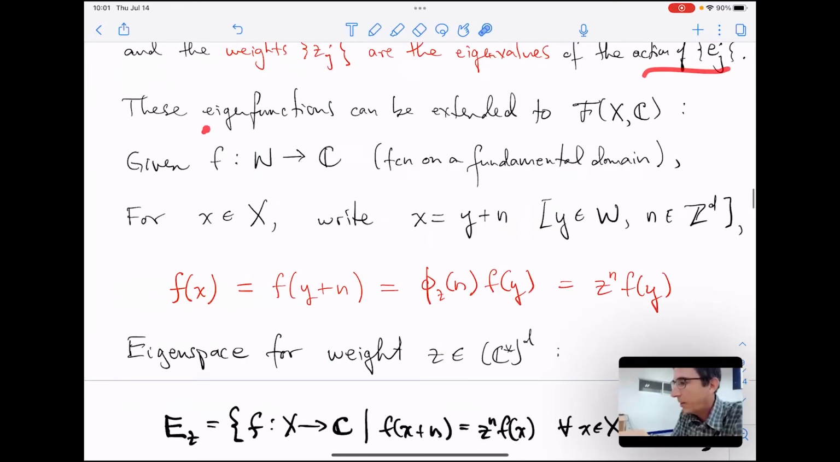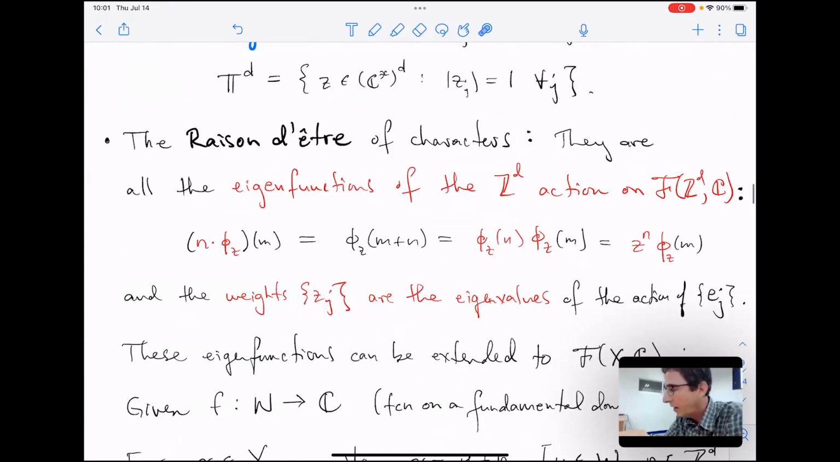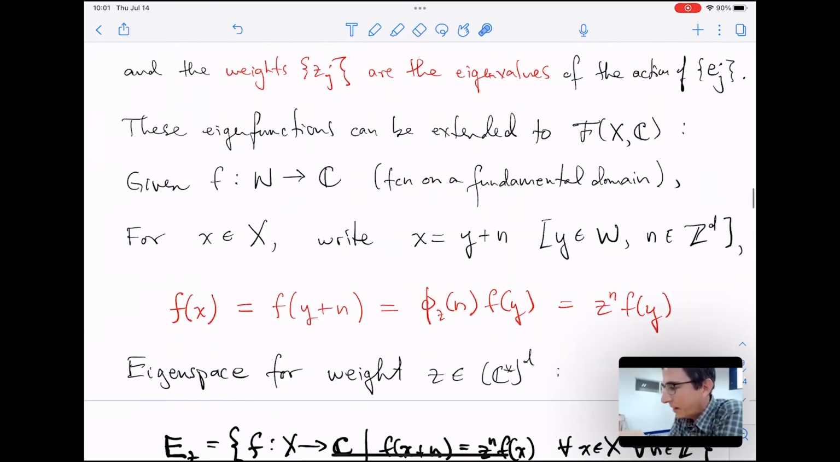So what I've showed you so far is how the characters themselves are eigenfunctions within the space of functions on Z^d, the group itself. But more generally, when we have a free group action, we have many copies of Z^d, one for every point in the fundamental domain. And so you can think of putting a character on every one of those orbits. That's how we can extend these eigenfunctions to functions more generally on X with values in C, because the X just consists of a bunch of orbits anyway, right?